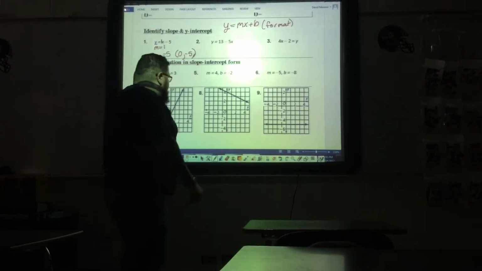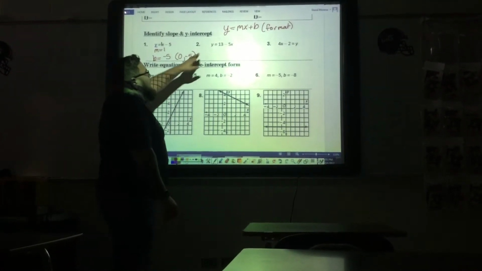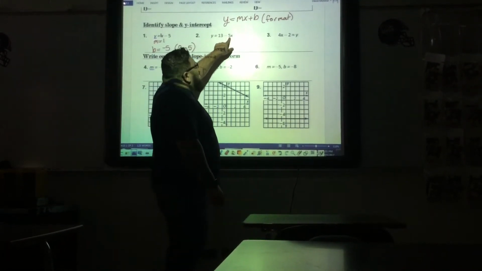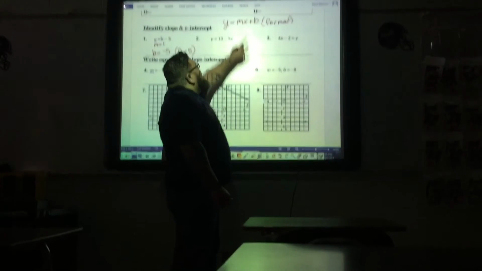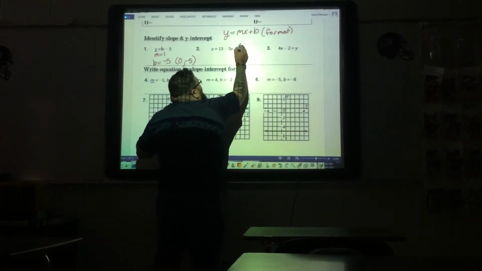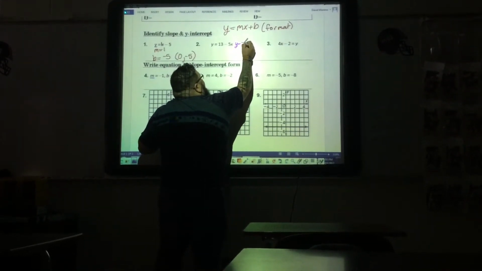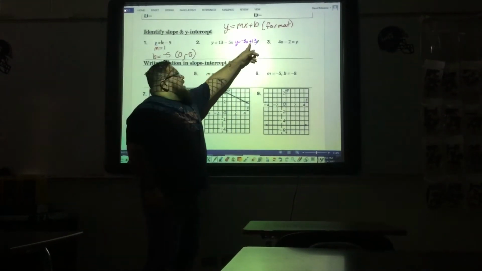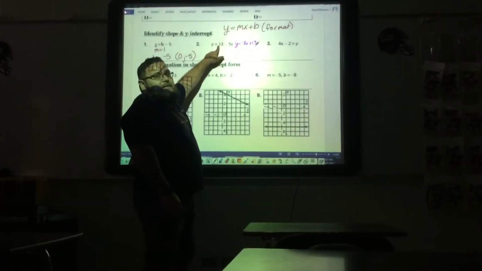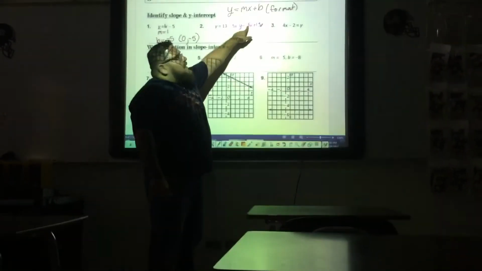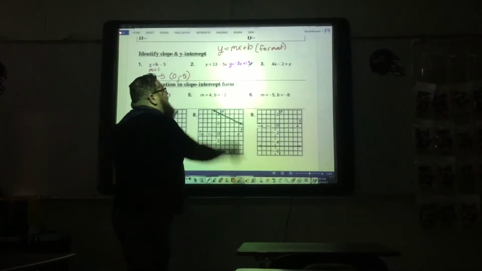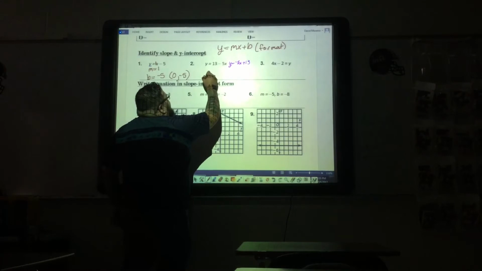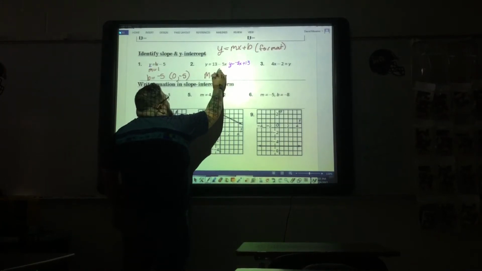Now let's look at number 2. Number 2 is written a little bit differently. We have y equals 13 minus 5x. Notice right here, we can rewrite this to be y equals -5x plus 13. So now it's in that format. We change it to plus 13 because that's a positive 13. This is a minus 5x, that's why that's -5x. Now we have it in the format. So this helps us.